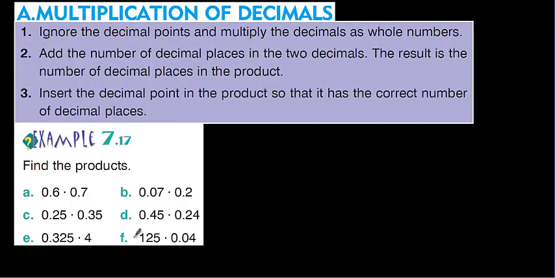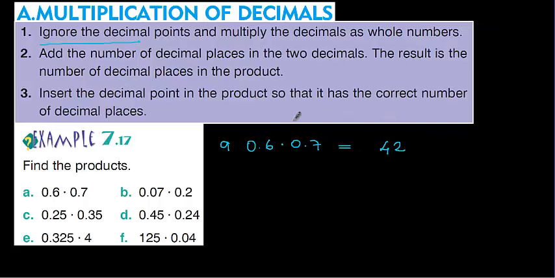The next operation is multiplication. Multiplication is different than addition and subtraction. We are going to multiply the terms. The steps are written here again. Ignore the decimal points. We are going to do the operation like there are no decimal points. So 0.6 times 0.7, we are going to multiply them like there is no decimal point, 6 times 7. So it's equal to 42.